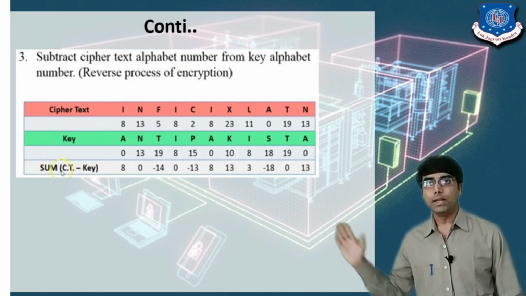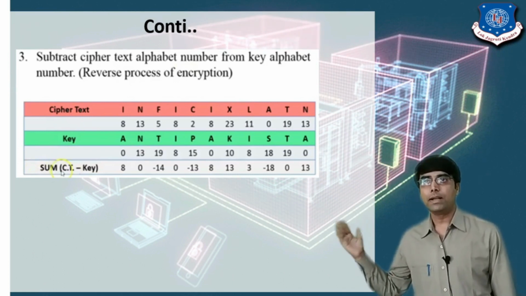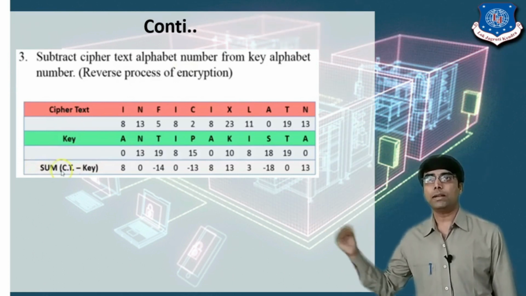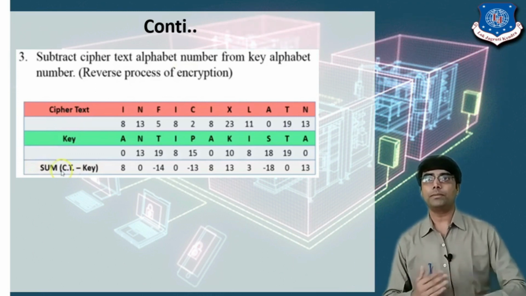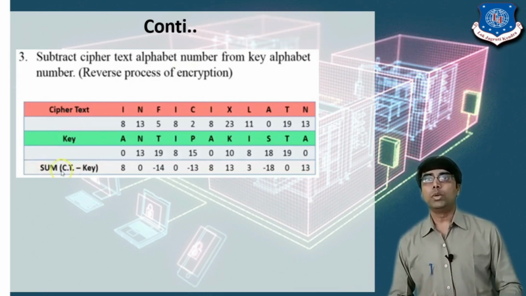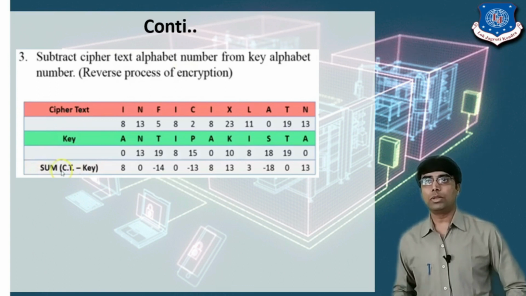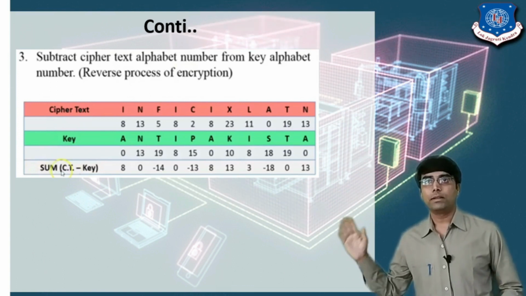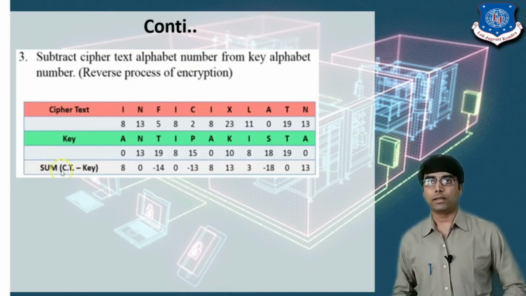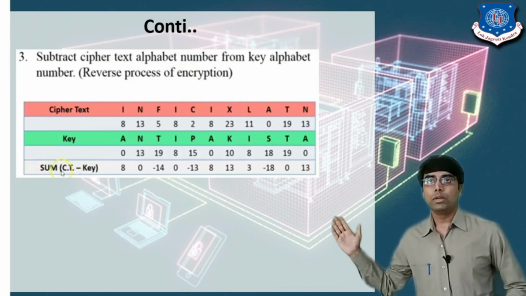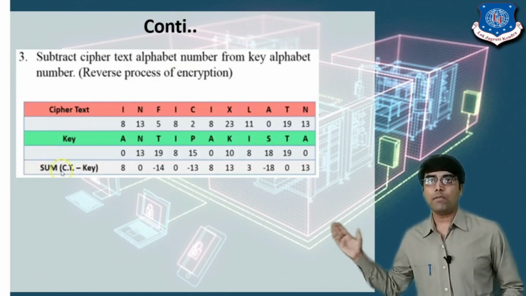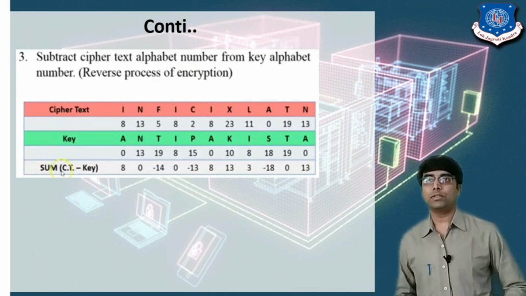Now the same for the key. If you are considering the key as A, its numerical representation is 0, and the next is 13. Now we will do the subtraction. So 8 minus 8, you will get 0. 13 minus 13, you will get 0. Now 5 minus 19, you will get minus 14.